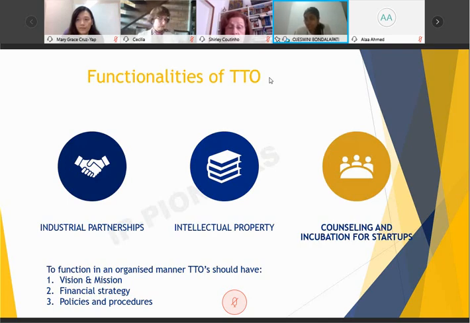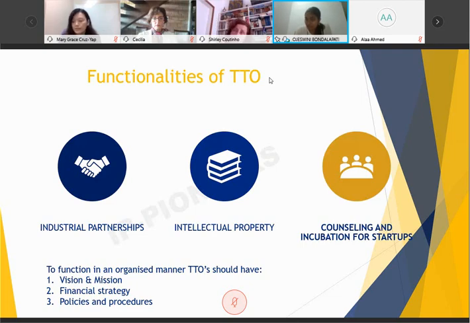So what are the functionalities of technology transfer offices? The main things are industrial partnerships, intellectual property protection, and they can also provide counseling and incubation for startups. They can guide them, like if there is any existing research work which needs to be commercialized, and even the researchers can initiate or get together, get funding from government and have a small startup and commercialize it.